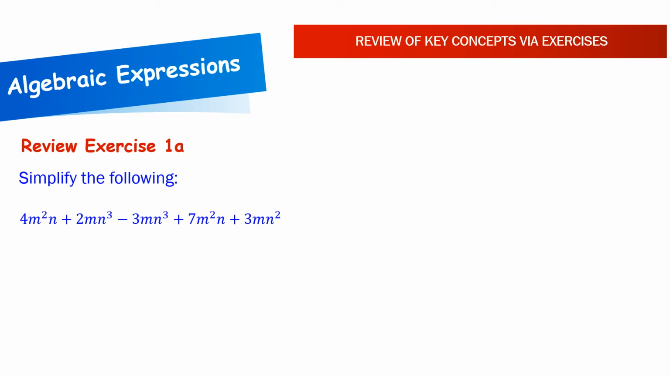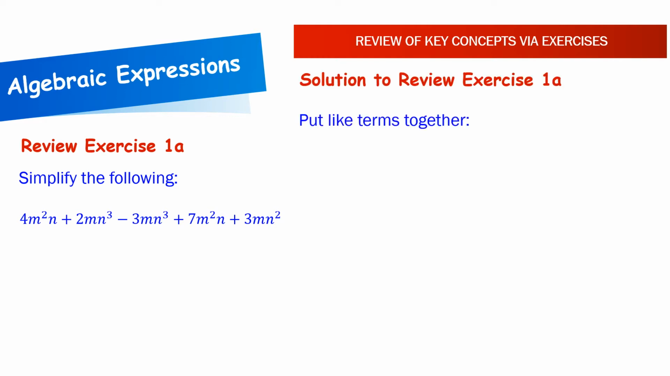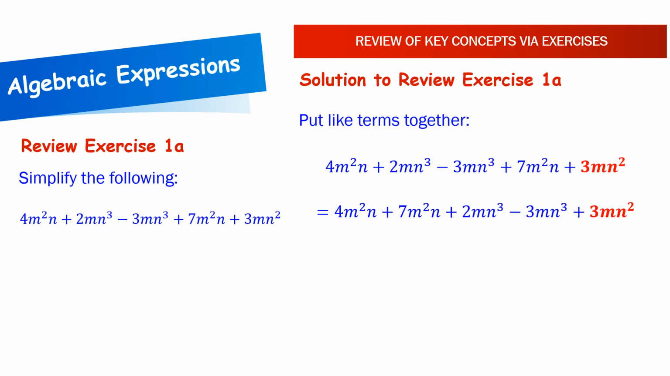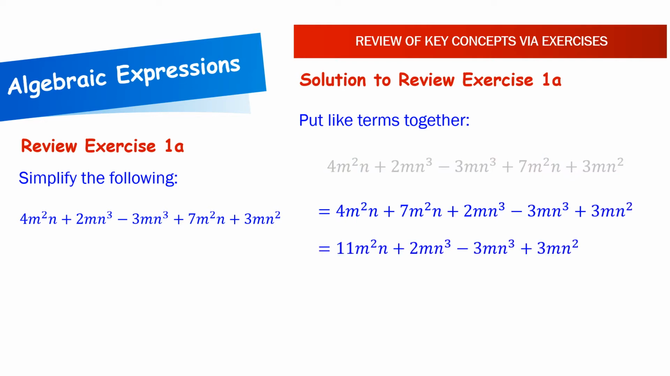Let's have a go at review exercise 1a. Simplify the expression shown on your screen. First, put the like terms together. So the m squared n terms go together, the mn cubed terms go together, and similarly for the mn squared term. This makes it easier to add up the terms, as shown.